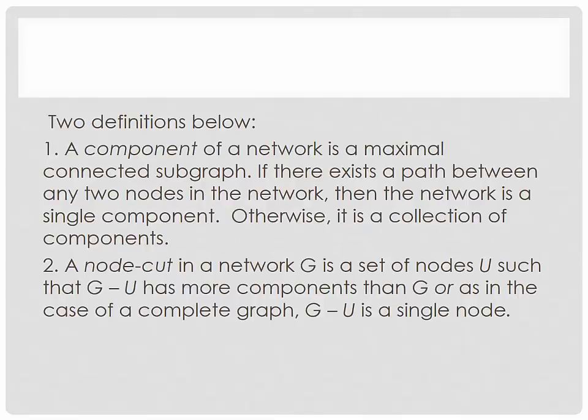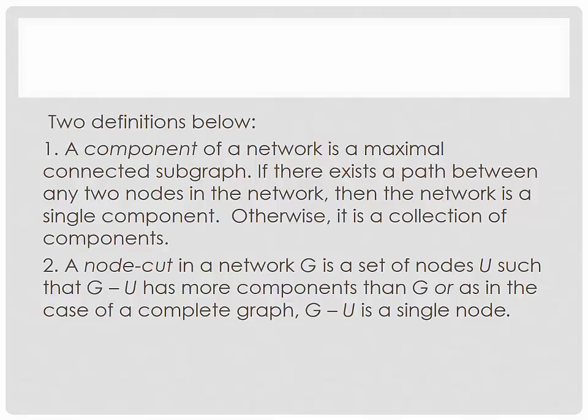A graph is connected if, given any two vertices, there exists a path from one vertex to the other, or from one node to the other. So if your graph is not connected, then it's a collection of connected components. You can think of a component, therefore, as a maximal connected subgraph. If you have just one component, then you have a connected graph.